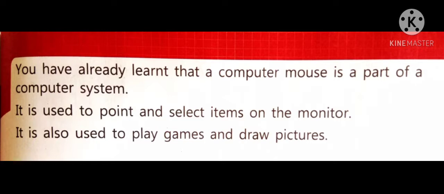You have already learned that a computer mouse is a part of a computer system. It is used to point and select items on the monitor. It is also used to play games and draw pictures. So, by using the computer mouse, we can point and select items on the screen of the monitor.